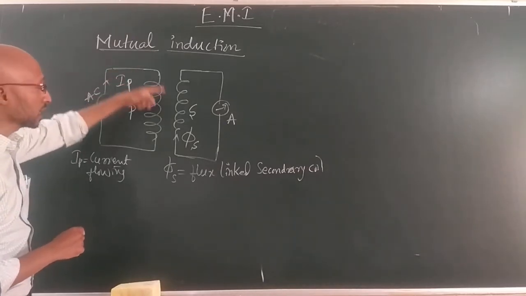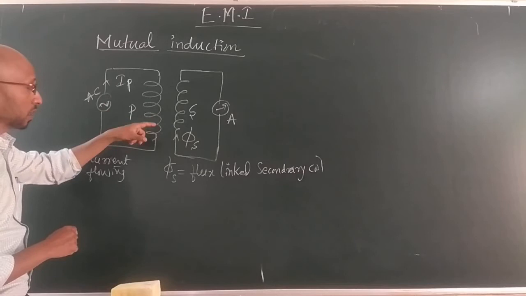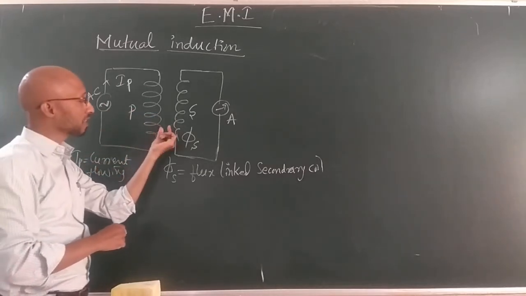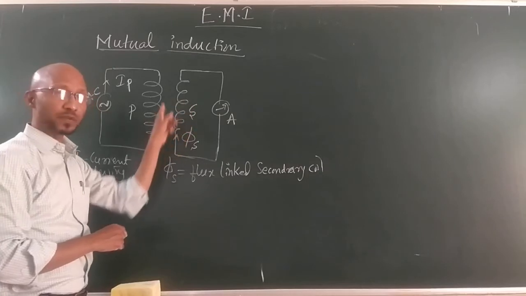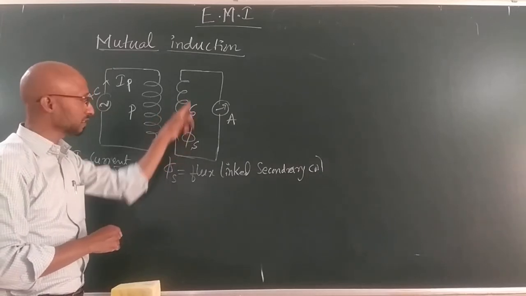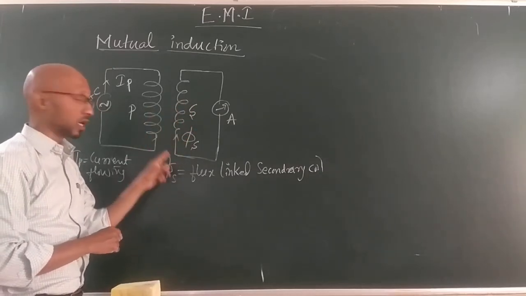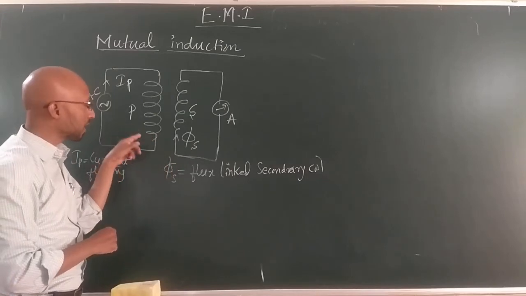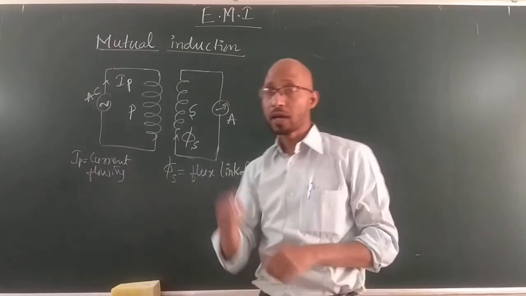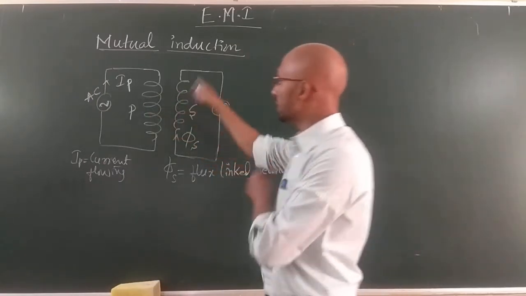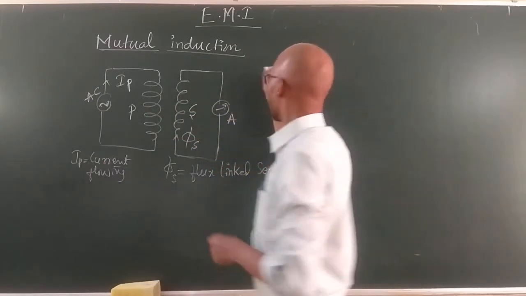When a variable current flows in a primary coil, if a secondary coil is kept very near to it, the flux linked with the secondary coil will definitely change. How is it changing? Because when the current in a primary coil is changing with respect to time, it will develop a changing flux here.